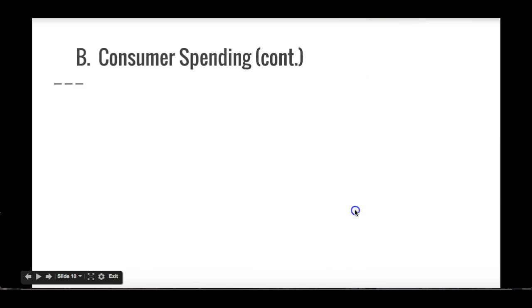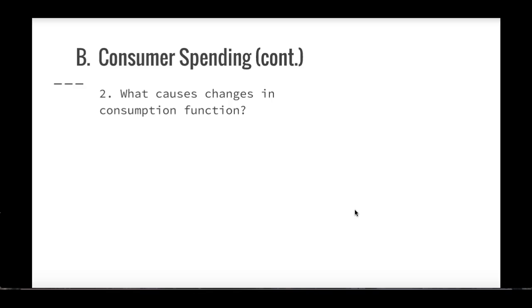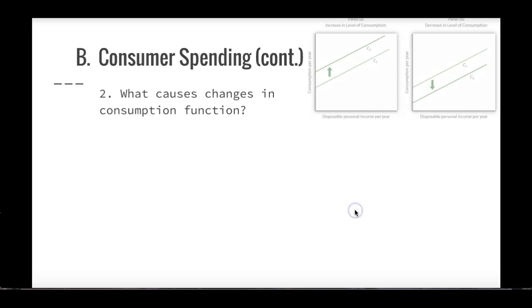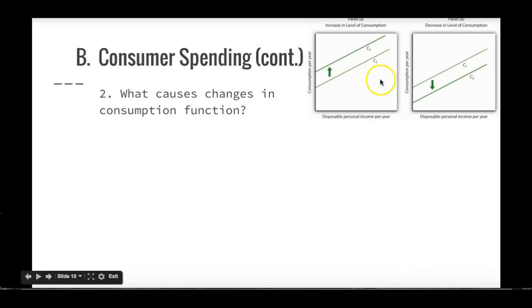Now, sometimes our consumption function can change. So what causes the changes in consumption function? First of all, I did want to show you this, panel A and panel B. Panel A is looking at how our consumption function can actually increase. So an increase is going to be moving it up. And it makes sense because if you look at it, at any one particular income, something caused all of a sudden that our spending is increasing. Or on the right side, this is a decrease in our consumption function. So at any particular income, our spending is going to decrease.